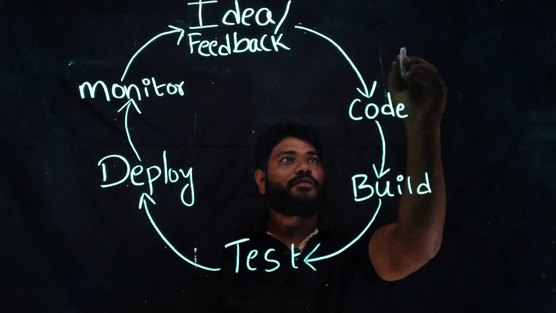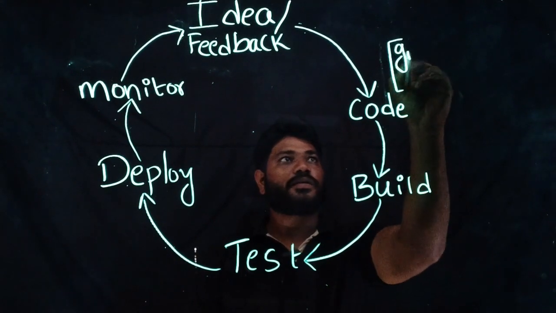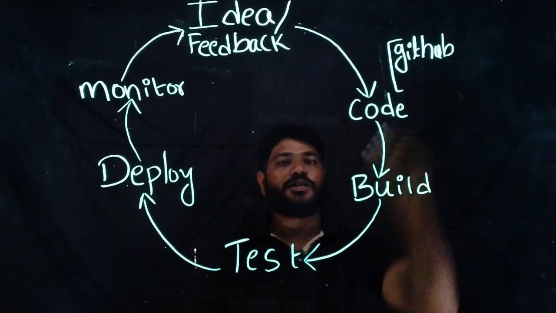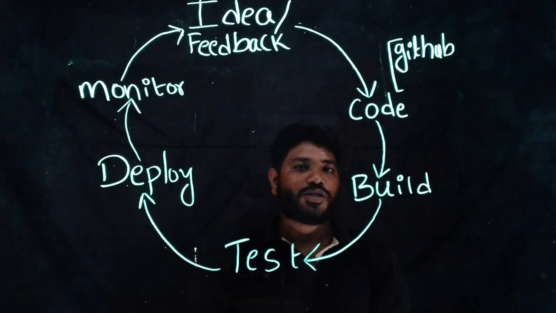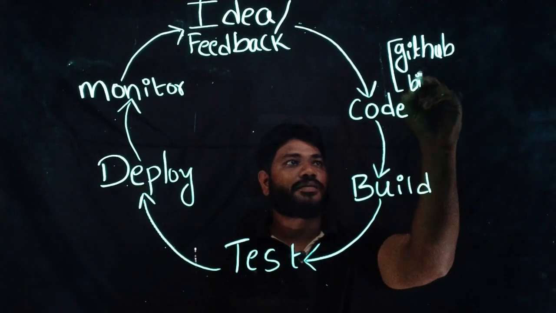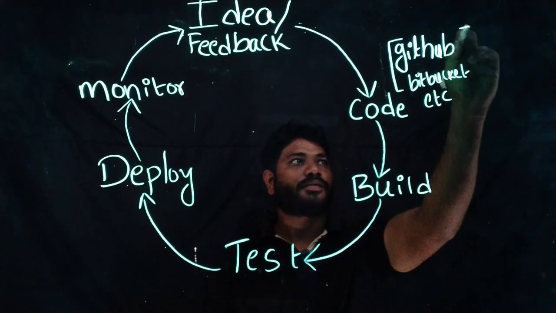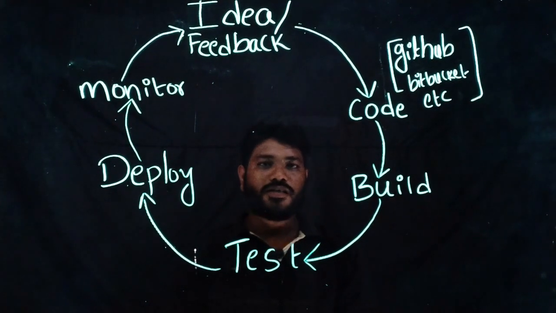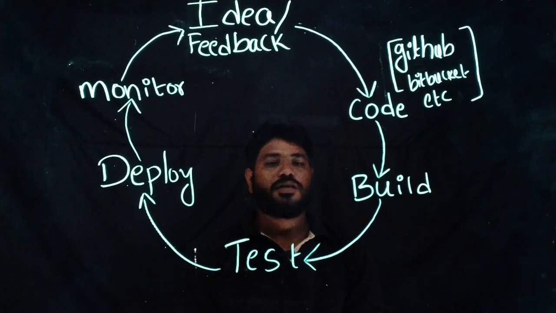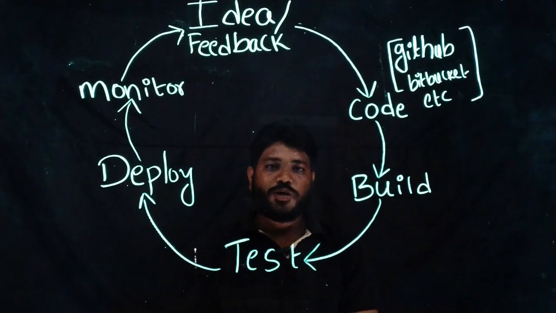Under code, the first one is GitLab. Sorry, I'm going to write GitHub first. Why have I written GitHub? Because you are going to store your source code over there. And it may be Bitbucket, etc. So in this phase, you have the idea, you have written the code, and you have kept your source code in the remote repository. Once it is done, you are going to build it.